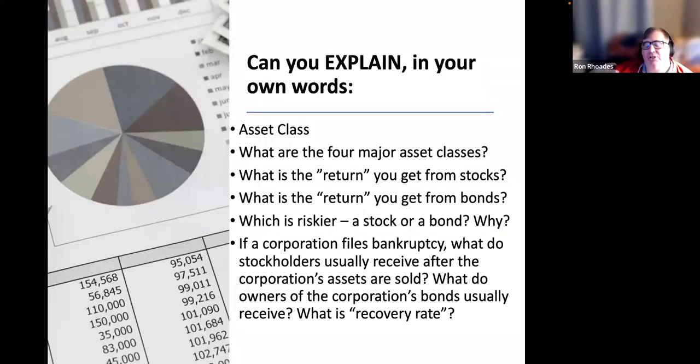So as you do the readings, try to explain in your own words: What is an asset class? What are the four major asset classes? What is the return that you get from stocks? What are you getting back from stocks? What's the return that you get from bonds? And which is riskier, stock or bond, and why?